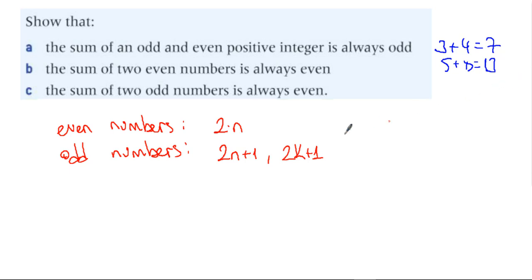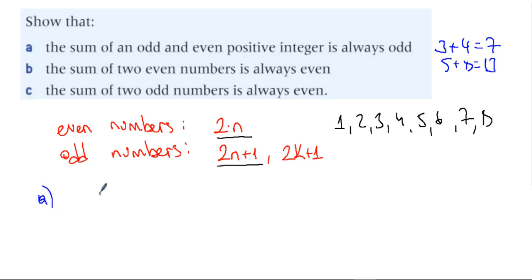So we can use the same letters for even and odd numbers. If I list the numbers, you can easily see it: 4, 5, 6, integers. Also, if you go to the negatives, you will see that in general we show even numbers as 2n and odd numbers as 2n plus 1. Now let's prove the first statement. It says the sum of an odd and even positive integer is always odd.